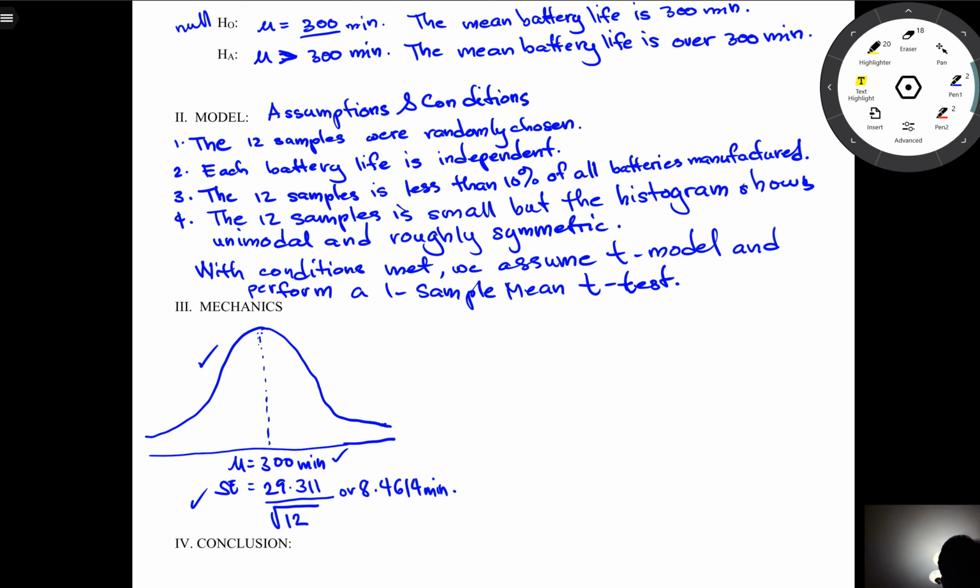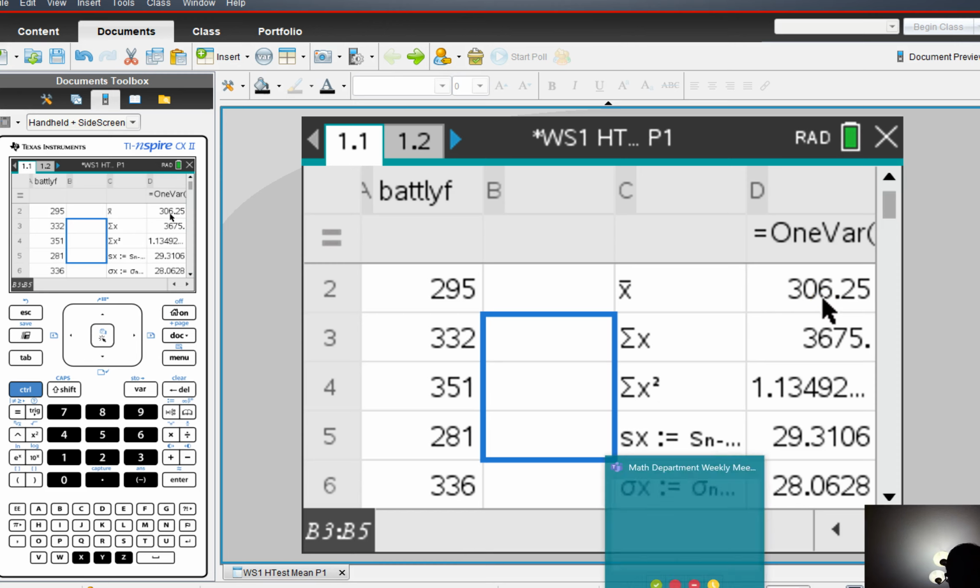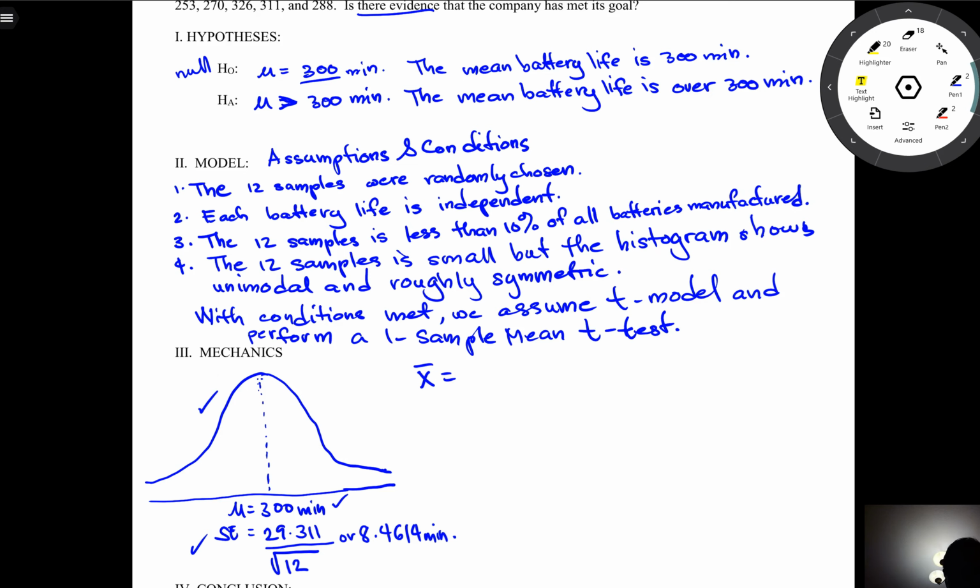So the next step is the data value. It's in the docs. The mean is 306.25, so let's write that. The next step is the degrees of freedom. DF, degrees of freedom, is n minus 1, and our n is 12, so 12 minus 1, or our degrees of freedom is 11.